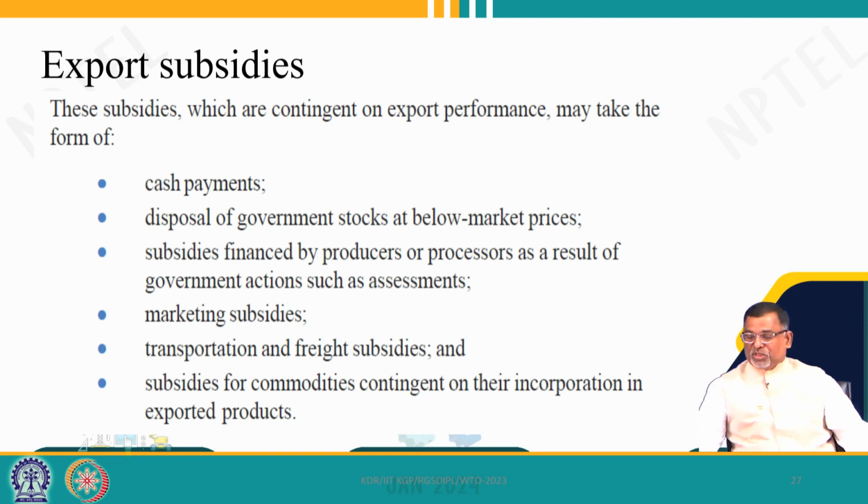And a series of subsidies can be included under the export subsidies. So, those relating to export performance, which include cash payments, disposal of government stocks at below market prices, subsidies financed by producers or processors as a result of government action, marketing subsidies, transportation and freight subsidies, subsidies for commodities contingent on their incorporation in exported products. So, all these come under the head of export subsidies. These subsidies are considered to be trade distorting, and they have to be reduced.